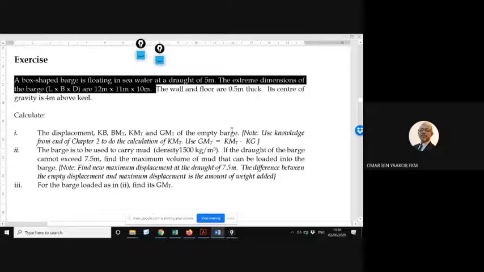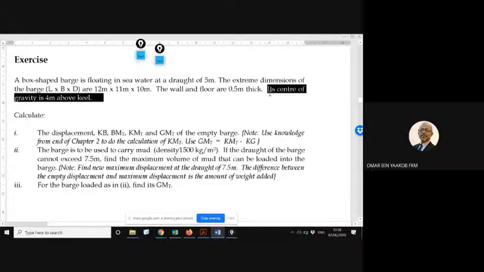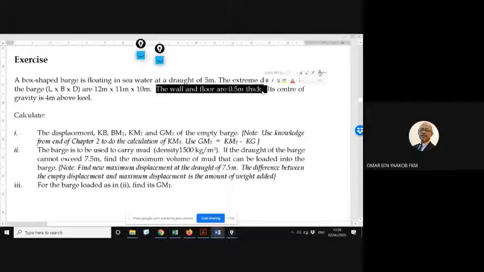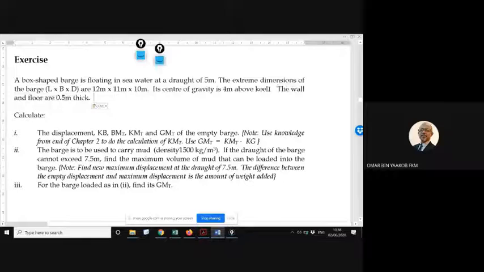Sorry, you need this one as well, the centigrade. Only this one you don't need. I think I put this one a bit last here. Like that. Okay, so you need this information to do question number one.